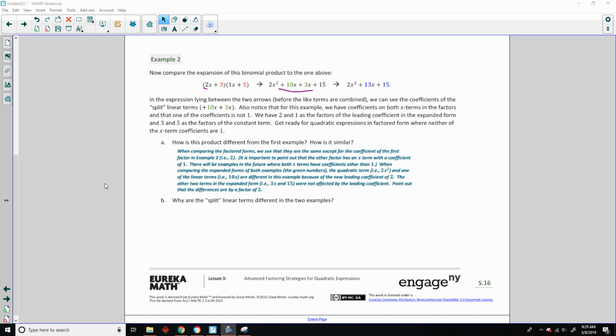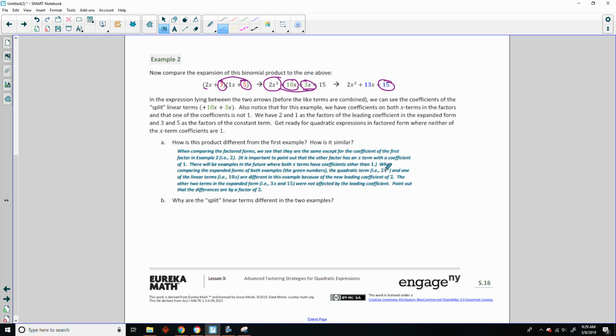Okay, so what they're talking about here is the quadratic term and one of the linear terms are different in the example because of the new leading coefficient 2. The other two terms in the expanded form, the 3x and the 15, were not affected by the leading coefficient. Okay, the 3x here and the 15 were not affected. So there's a 3, there's a 3x, there's a 5 times 3, and there's the 15.